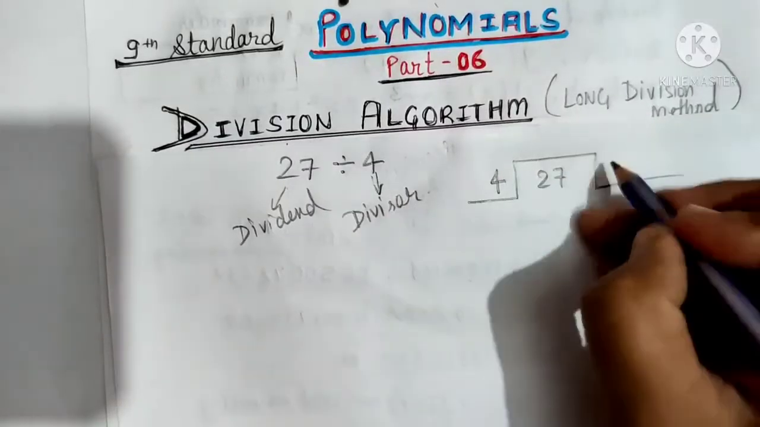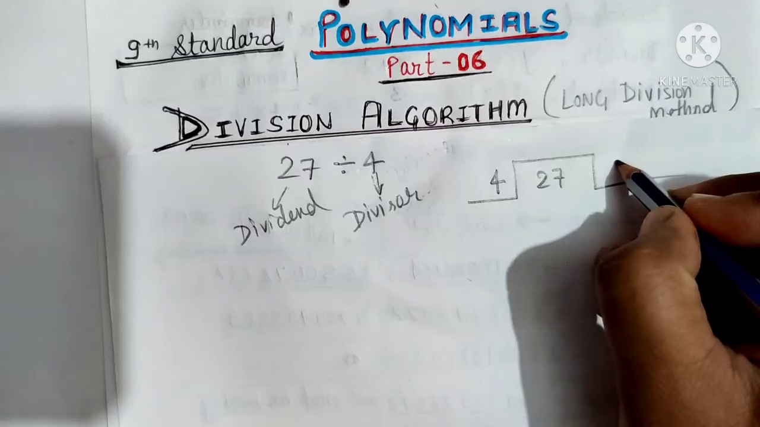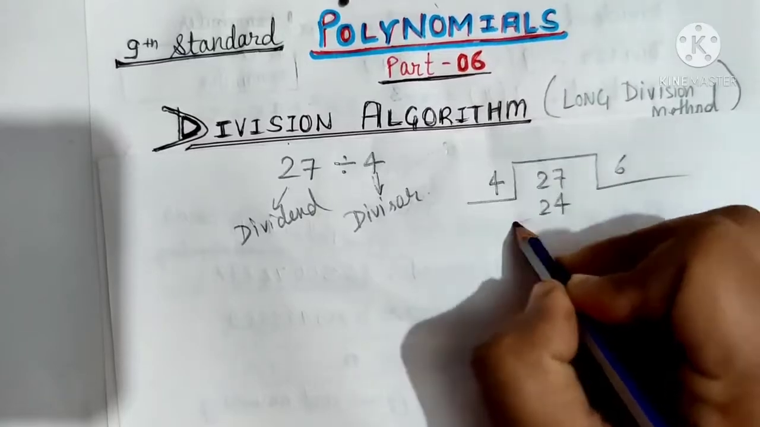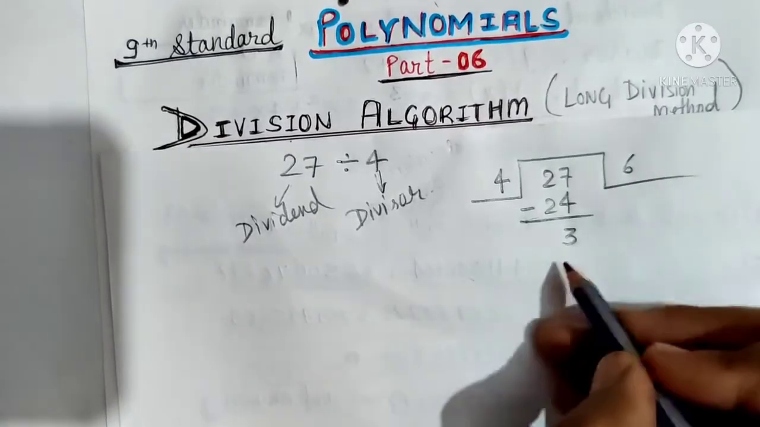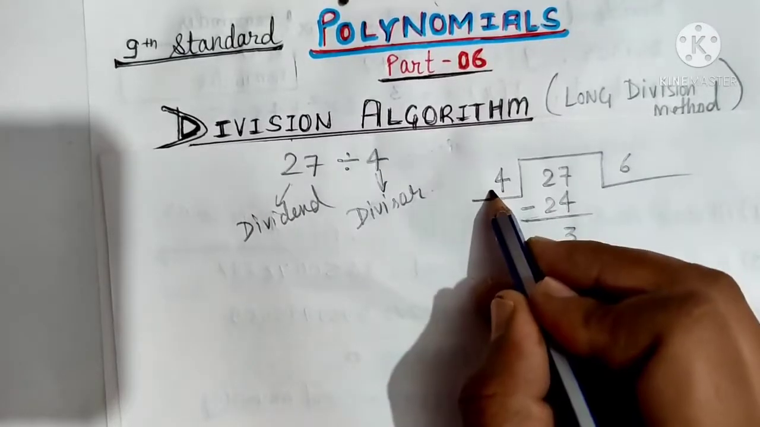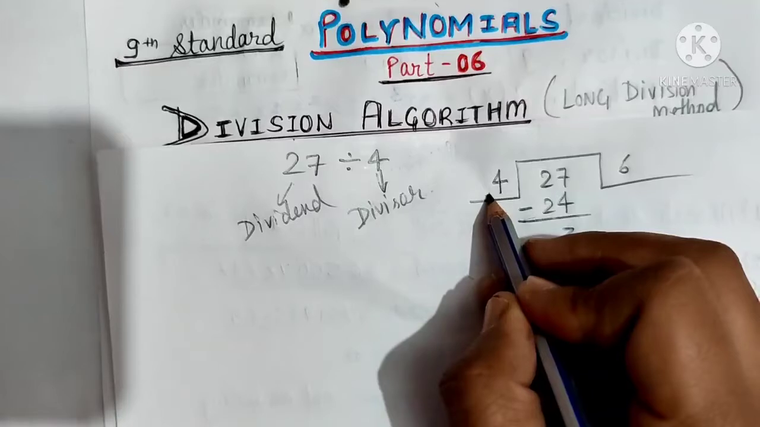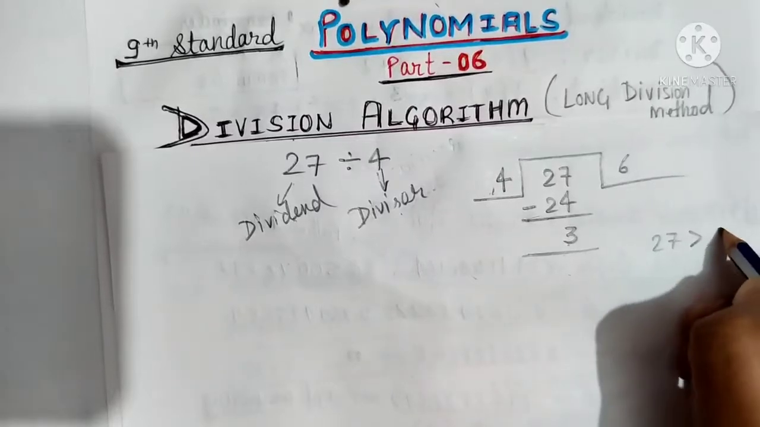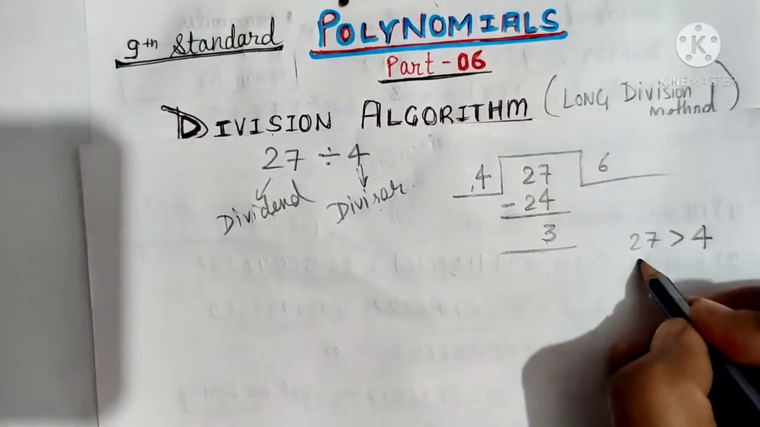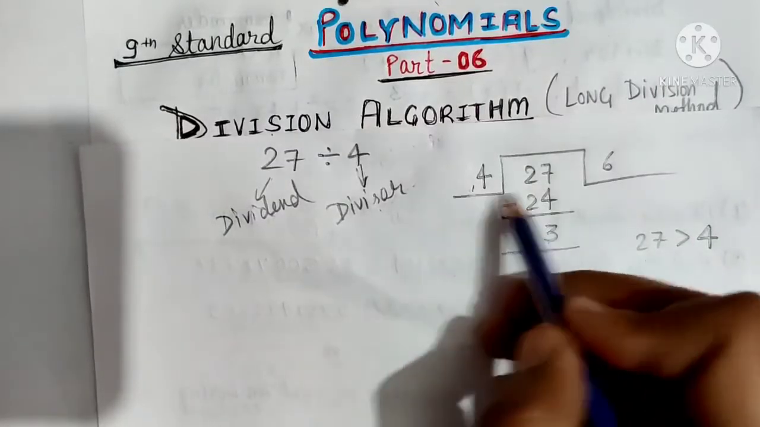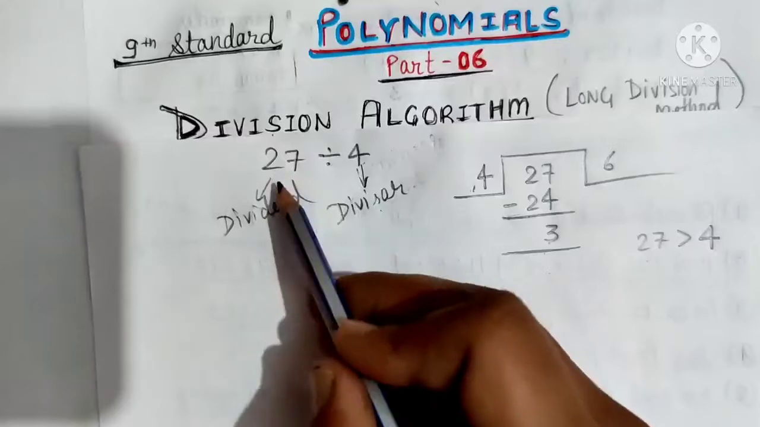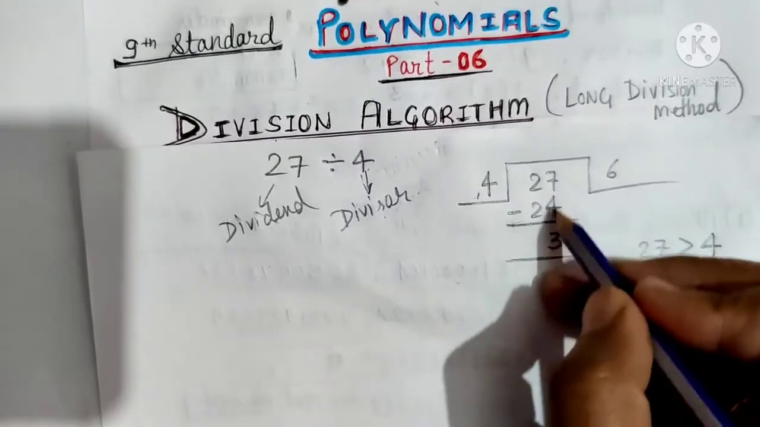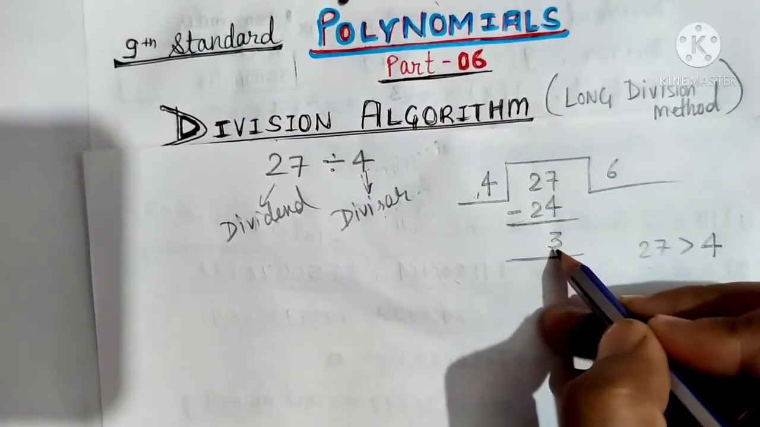27 divided by 4. Now 4 5s are 20, 4 6s are 24, and 4 7s are 28. So we multiply by 4 6s are 24. Minus, how much is left? 3. In the beginning our dividend 27 is bigger than our divisor 4, so we could divide easily. Now when we divide, at last 3 is left. This 3 is the remainder.